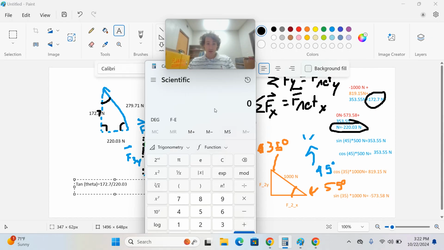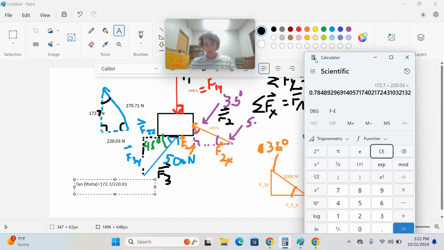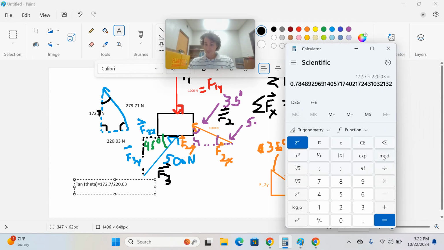So let's see what that is. So I'll do the quotient first. I'll do the division. So 172.7 divided by 220.03. That's that. And then I say, take that number, computer, and give me arctan. And arctan, let's see, do I have to do second, I think? Uh-oh. Oh, no. Is this calculator going to be a pain to me? Oh, I think if I hold tangent, let me see, am I right?